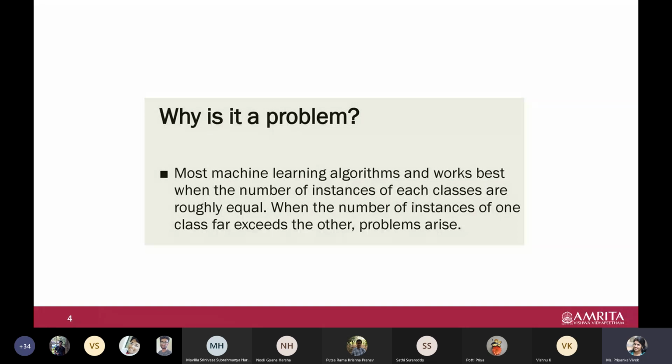So why is it a problem? We even discussed this. Machine learning algorithms work best when we have almost equal numbers of samples. It doesn't mean we have to have exactly 50-50%, but at least somewhat the same number of instances should be there in all the classes. Otherwise there is an imbalance and then our issues would turn up. For example, when we talked about model evaluation, we discussed accuracy, and there we mentioned why accuracy is not always an appropriate measure.